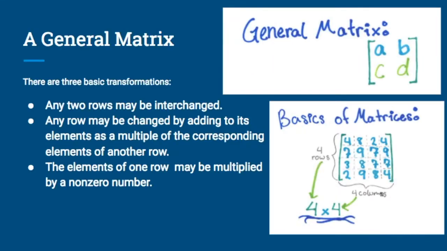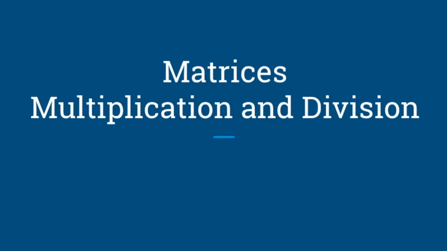Now, it is time for us to go to the third transformation. The element of one row may be multiplied by a non-zero number. What this means is we are able to use multiplication and division for the third transformation.